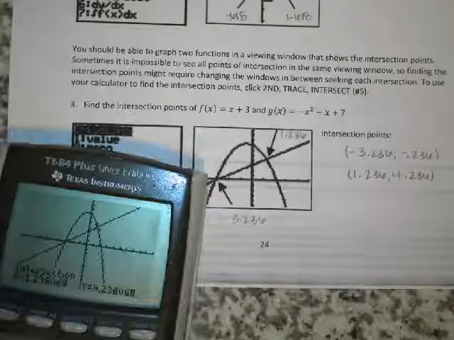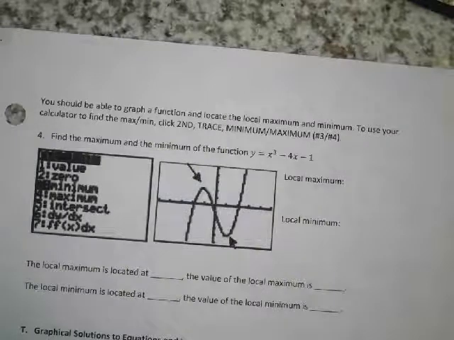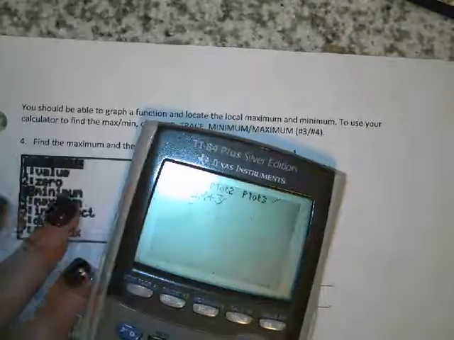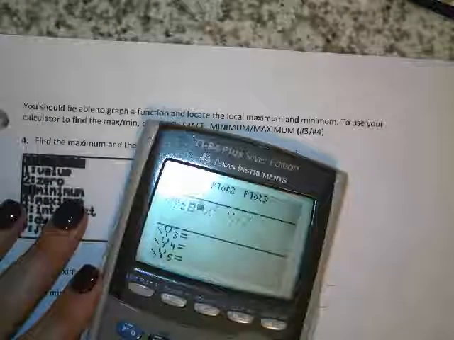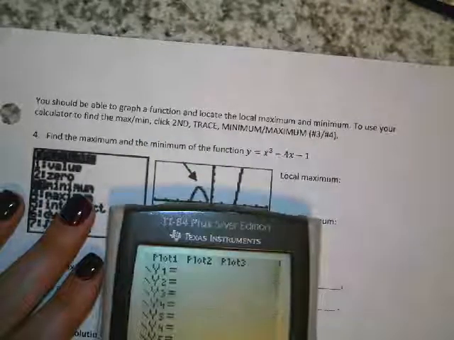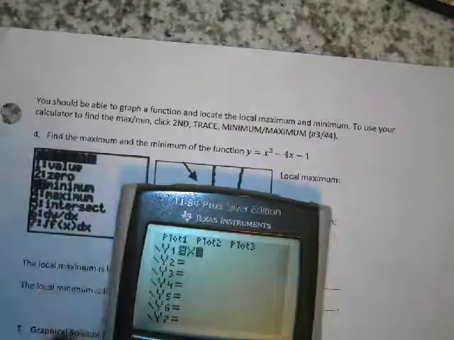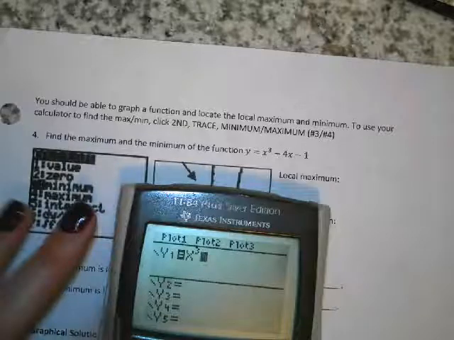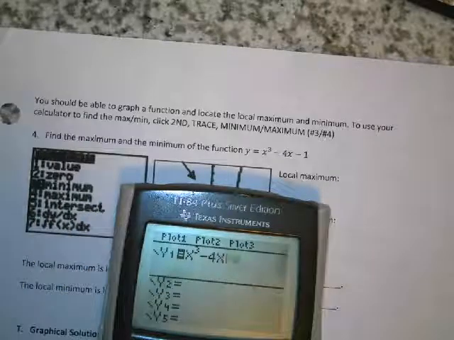That page is good. Next, finding maximums and minimums. And so here we'll go ahead and graph this. Again, I could clear my calculator if I wanted, but I didn't mess with anything other than to graph it, which is why I'm just going to go ahead and type this one.